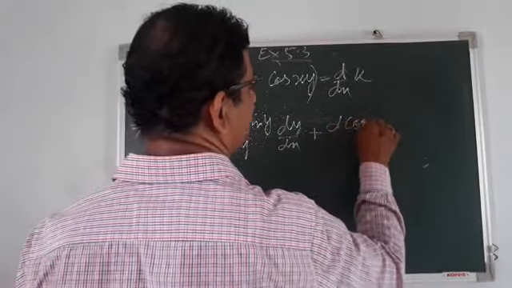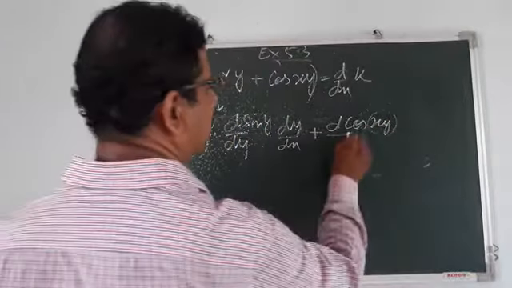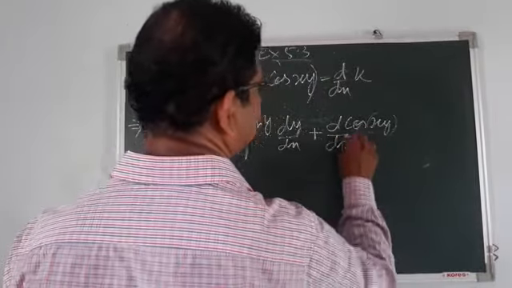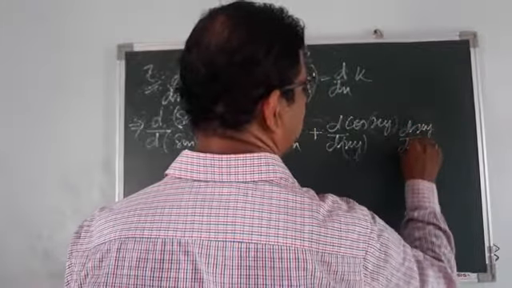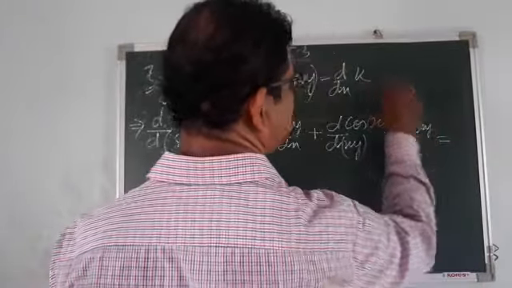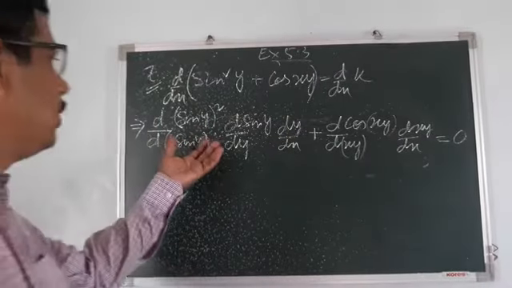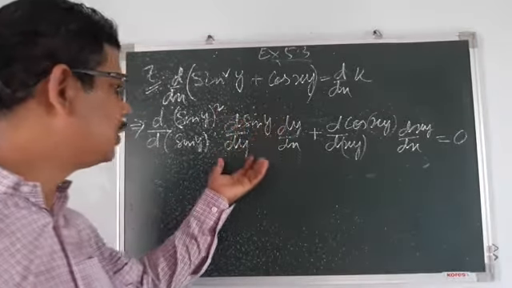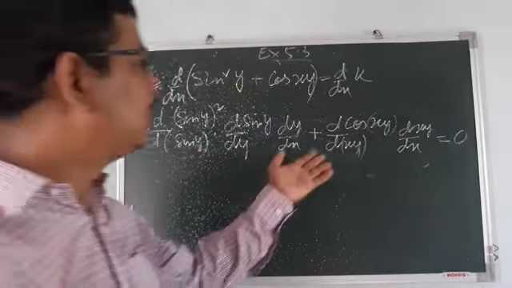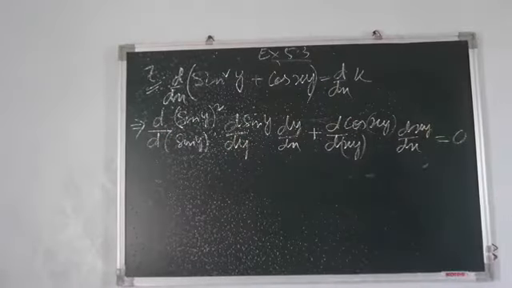Differentiation of cos xy. Here xy is there, so we have to differentiate with respect to xy. Then d(xy) with respect to x you will write. Differentiation of k is 0. I want to repeat again. Sin y whole thing squared we have differentiated with respect to sin y, then sin y with respect to y, then dy/dx, then cos xy with respect to xy, then xy I have written.